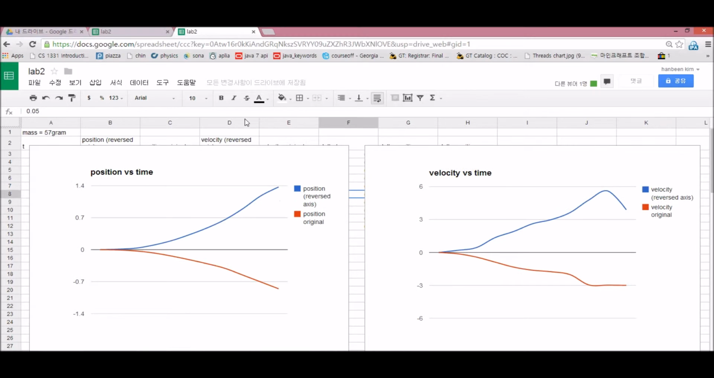So, what if the axes are reflected? If the axes are reflected, as you can see, the red is the position of the original one, and blue is the reversed one, and the graph just reflects over the x-axis. Well, the data are the same, but the values, negative and positive, are just reversed.